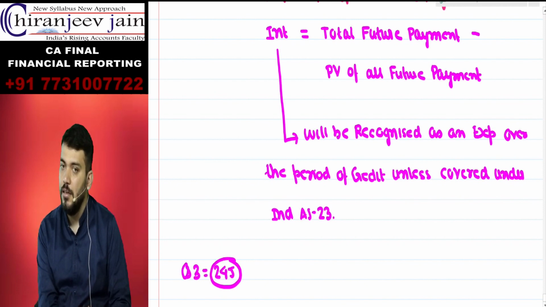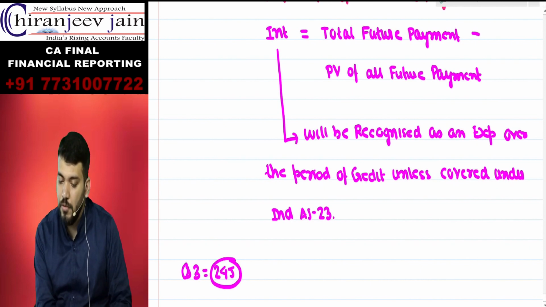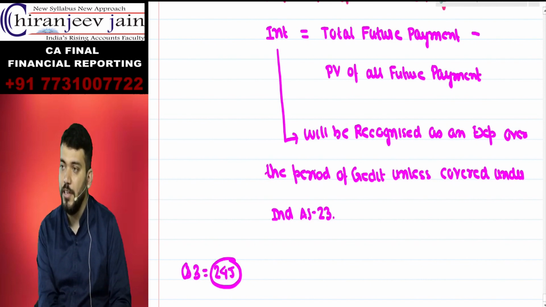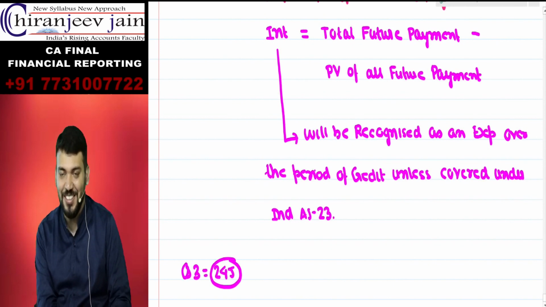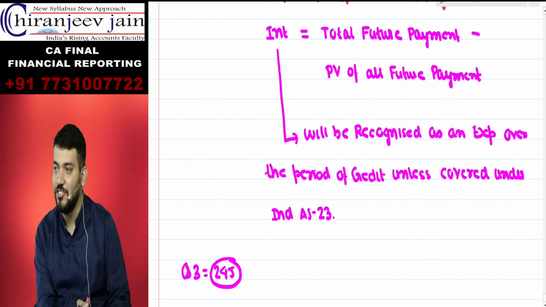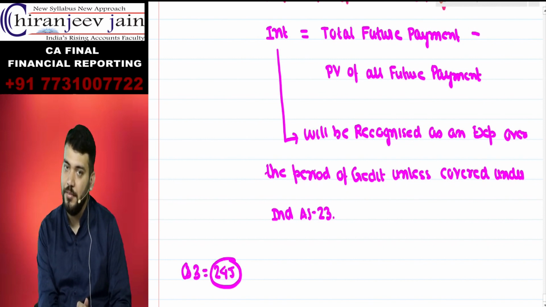1 crore, 1 crore 20 lakh. 1 crore or 1 crore 20 lakh? So what will be the interest? And this 20 lakh will be charged to P&L account. What will be the first year interest cost? 10 lakh. Second year how much? Sure?